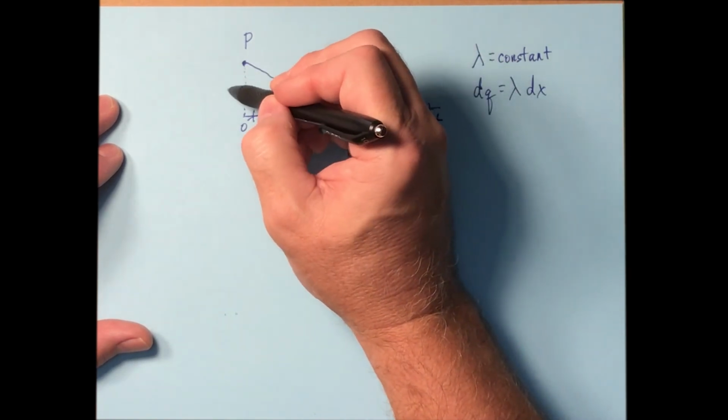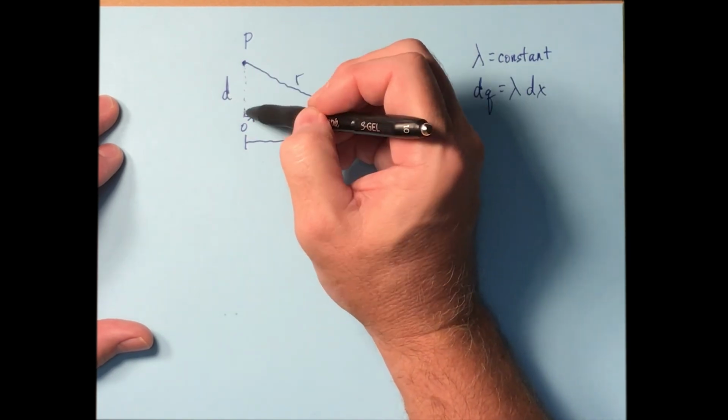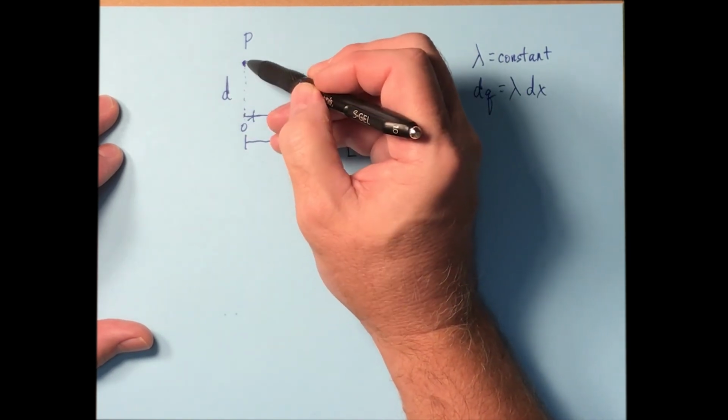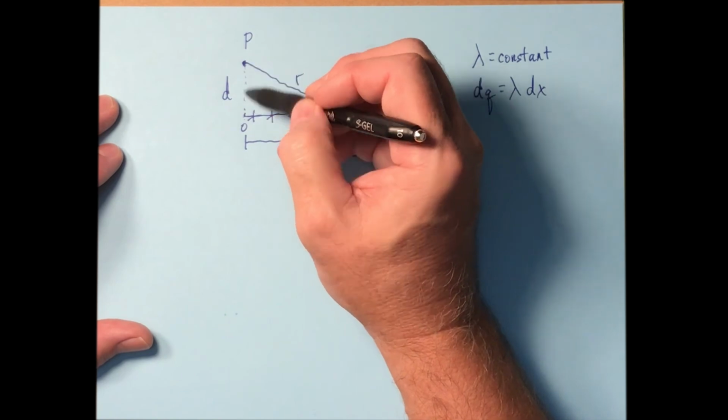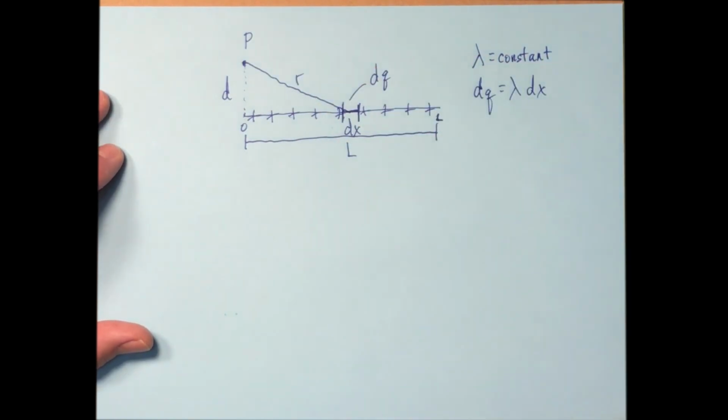So what do we need? Let's say that that is D. That's the distance that the point is normal to that line, so perpendicular to the line right there. Okay, if we do that, this one's not too bad, really.